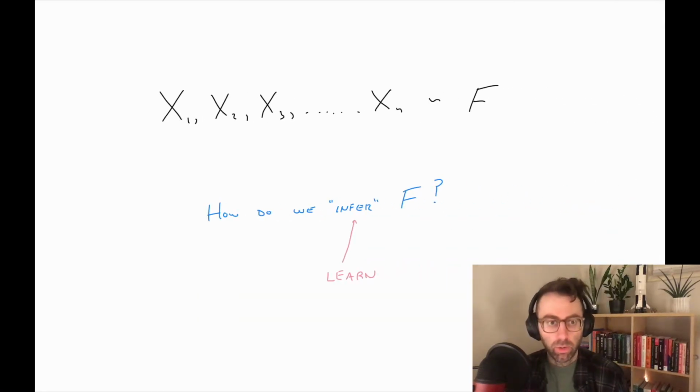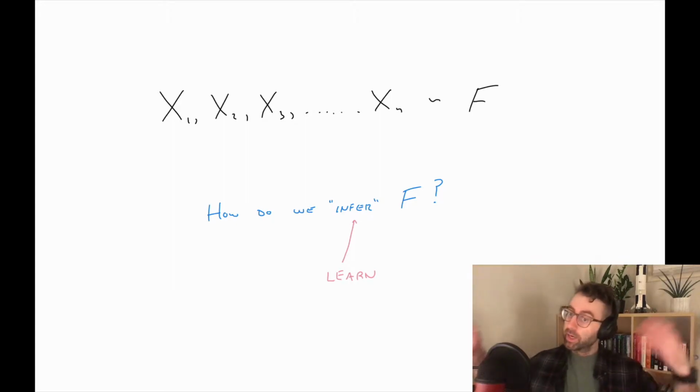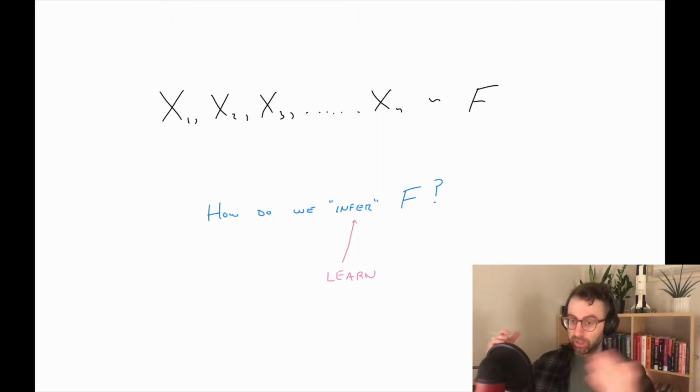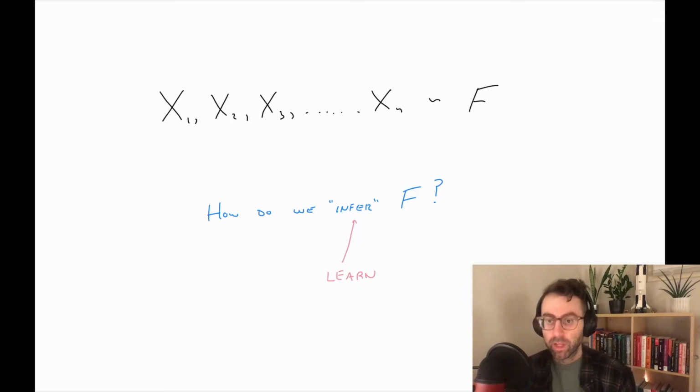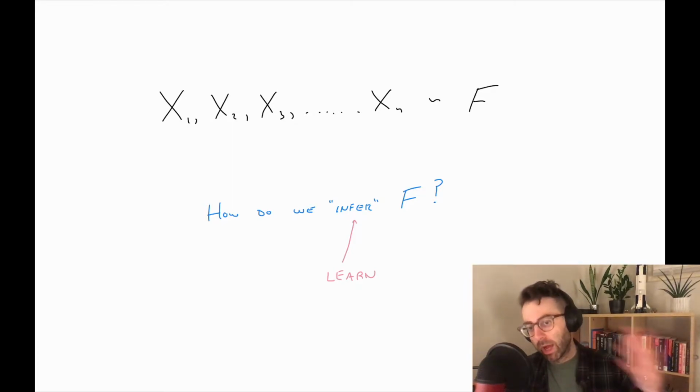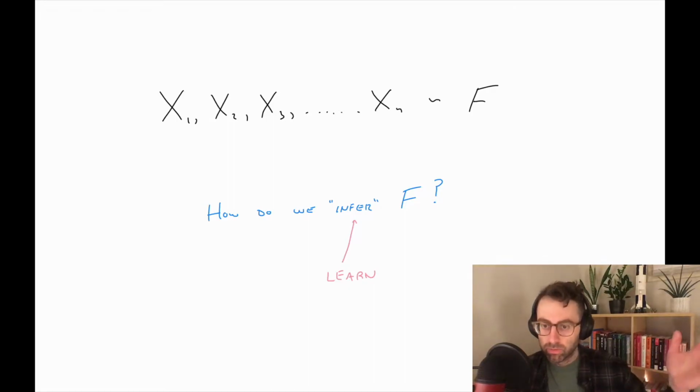Okay, so these next few slides are going to be a bit of a recap from what we saw before, but now because we're actually going to do these things, we need to talk about it again. So remember that our goal in inference was to say, okay, we have some data that we assumed came from some distribution f. How do we infer f? Or in other words, how do we learn f?